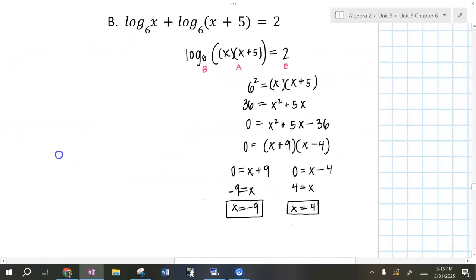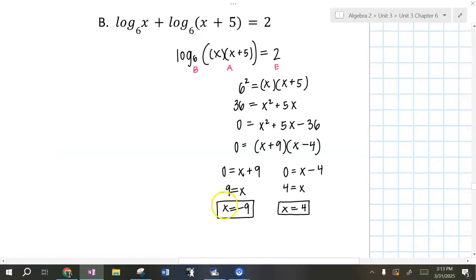Here's the answer to that problem. If you look at it, this one actually should not be -9. It should only be +4 because -9 would cause a domain error.